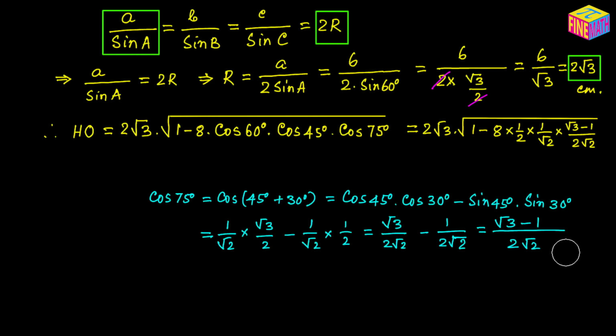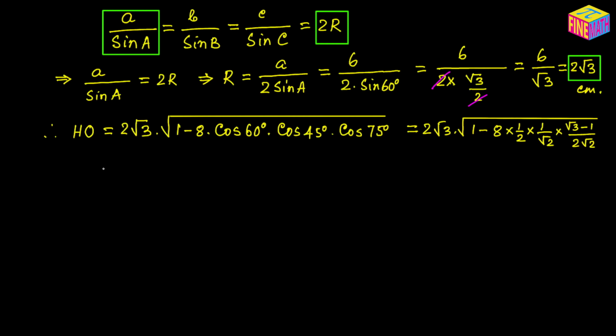So I'm going to erase this now, and now let's simplify this main expression here. So that will be equal to 2 times square root of 3, and then within the big square root we are going to have 1 minus, if you look at there, 8, and then we have 1/2 times 1 over square root of 2, and then square root of 3 minus 1 over 2 times square root of 2. So if you look at all those denominators there, we have 2, then a square root of 2, then a 2 and square root of 2. Their product is actually equal to 8. So that means they will cancel the 8. They are going to cancel this 8.